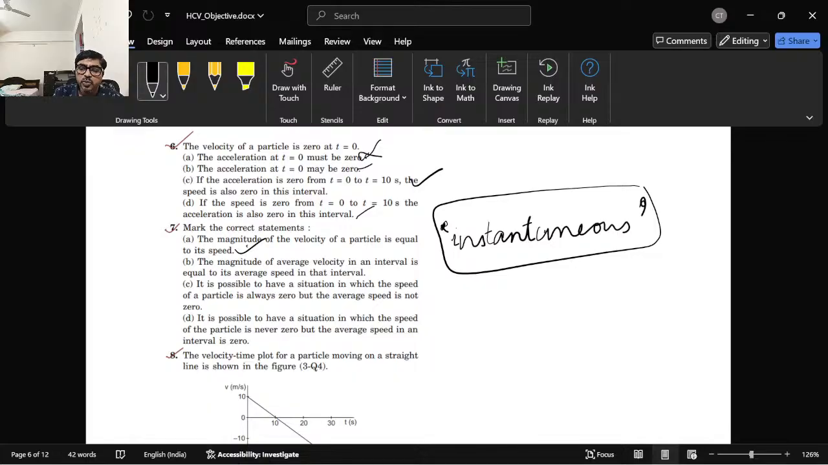Okay. It is possible to have a situation in which the speed of a particle is always 0, but the average speed is not 0. No, not possible. Speed 0 meaning not moving. Not moving meaning distance covered is 0. When distance covered is 0, average speed, distance covered divided by time taken, is also 0. That is also wrong.